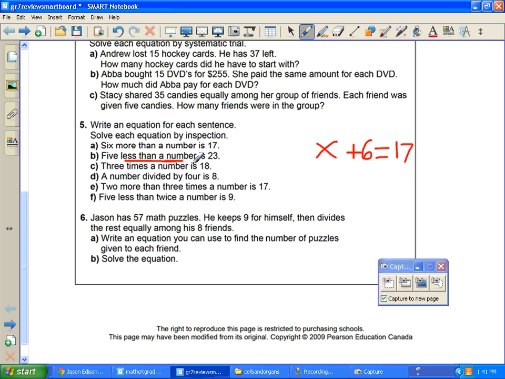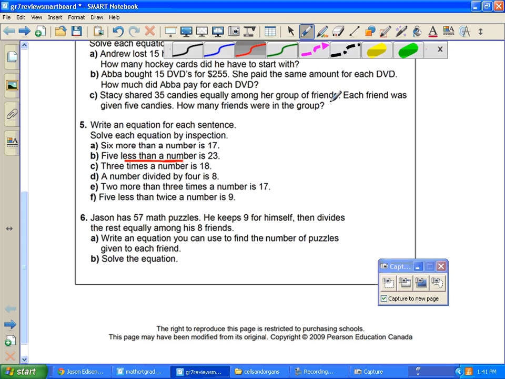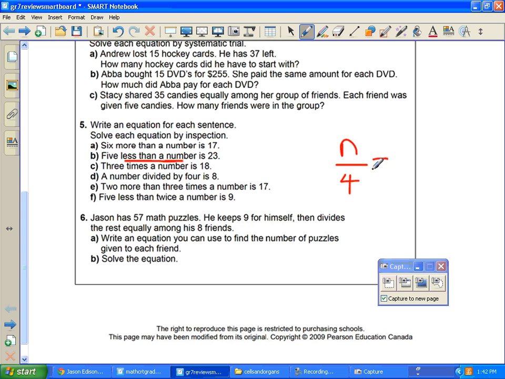3 times a number is 18, so you're going to have a number and you're going to have 3 times it. So just put the 3x in front of it, and the answer is 18. So 3 times a number is 18. A number divided by 4 is 8. So when you divide a number, all you have to do is write it down like a fraction. So if you got a number divided by 4 equals 8, or if you prefer to write it this way, a number divided by 4 equals 8.